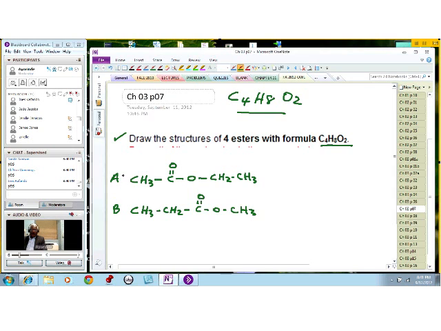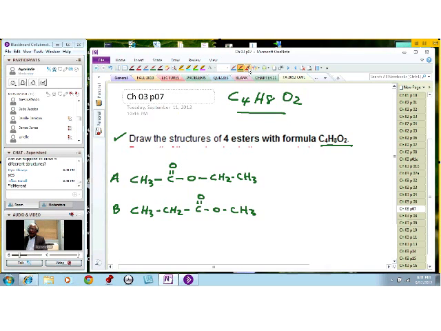Keep in mind they have the same molecular formula. Constitutional isomers. Now you see the concept of constitutional isomers. It is a very important concept. So ester A and ester B are constitutional isomers. Yes, we are supposed to draw 4 structures, that's what they asked you to do. We have not finished yet. So compound A and compound B are constitutional isomers.